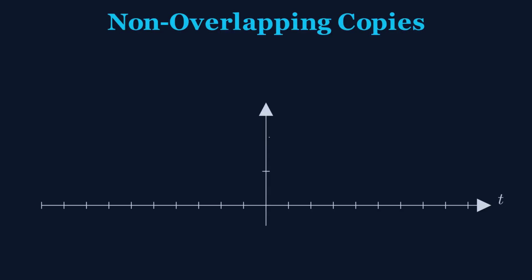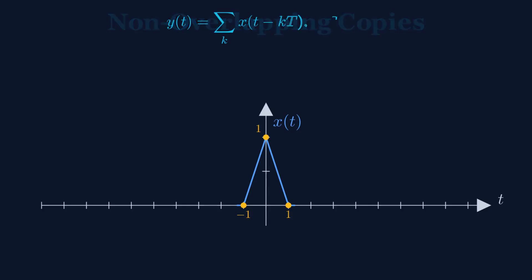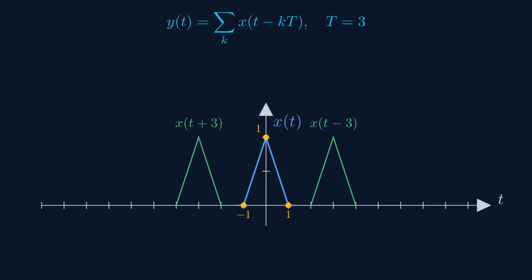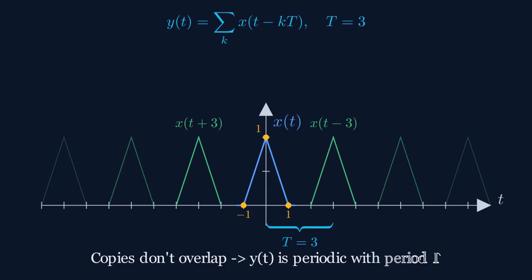Consider x of t, a symmetric triangle signal with vertices at (-1, 0), (0, 1), and (1, 0). Its width is 2. If we choose T equals 3, which is greater than 2, the shifted copies will not overlap. We place copies at t equals 0, 3, -3, 6, -6, and so on. Each triangle sits alone, separated by gaps. The result y of t is periodic with period T equals 3.